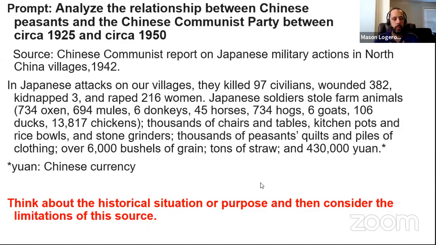All right, you got about 2 more minutes. Make sure you're writing down historical situation or purpose, and also make sure you're writing down some limitations of this document. All right, 1 more minute.